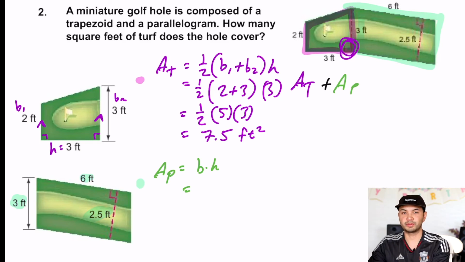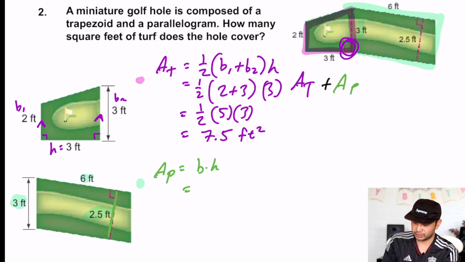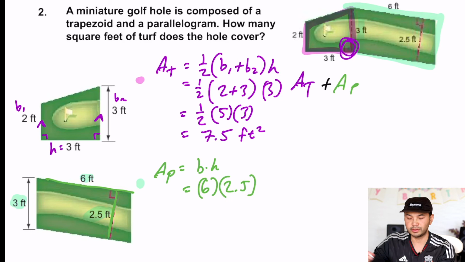So the base is perpendicular to the height. Perpendicular means at a 90-degree angle. So here, 2.5 is perpendicular to 6 feet. So the base I'm going to say is 6, and the height is 2.5. The 3 is not used for the area. It's going to be used for the perimeter if we ever wanted to find it. Okay, so here that's 12 plus 3 is 15. All right, so that's 15 square feet.